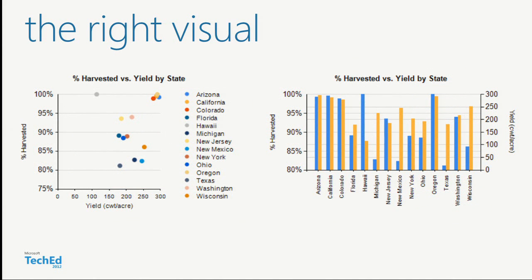What about this one? Here we're trying to see the correlation between two metrics. I'm looking at percent harvested and yield, hundreds of pounds of lettuce per acre. So you'd think there might be some kind of correlation between those. Which one is more effective at making that correlation jump out? Well, they're both okay at it, but the scatter chart is actually quite a bit better.